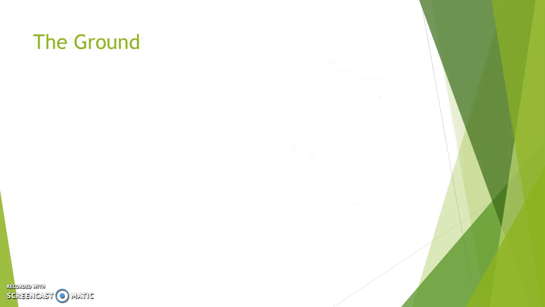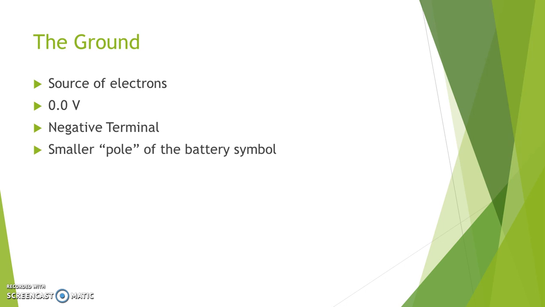Okay, so now if we have a positive potential, we also need a negative potential. So the ground is the source of electrons. It's 0 volts, and it's the negative terminal on the battery. When we look at the battery symbol, it'll be the smaller pole of that battery symbol. But sometimes a circuit designer will just communicate that it's grounded by using the symbol for a ground. If you see this, it still needs to be connected up to the negative terminal of the battery.